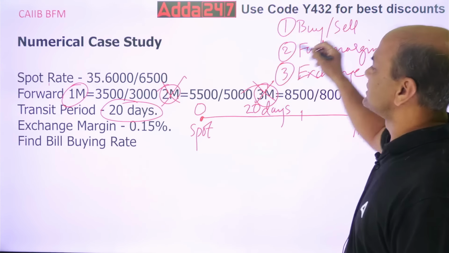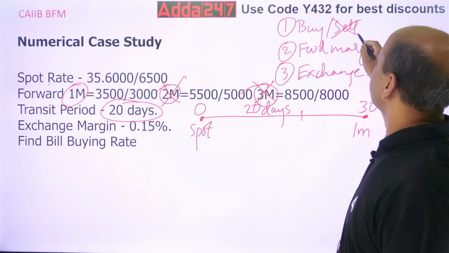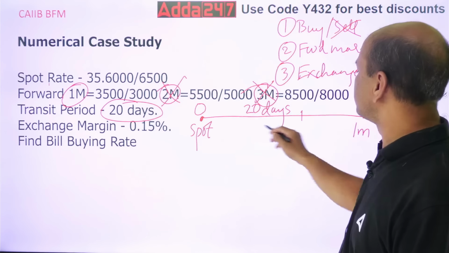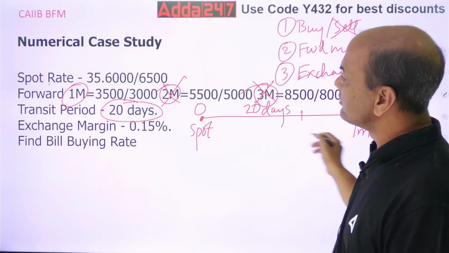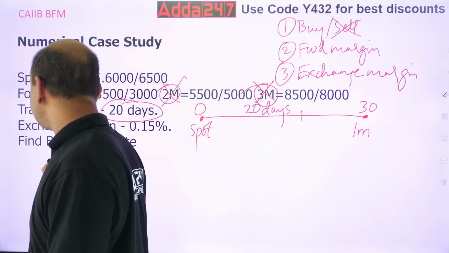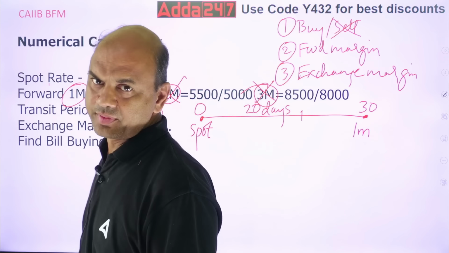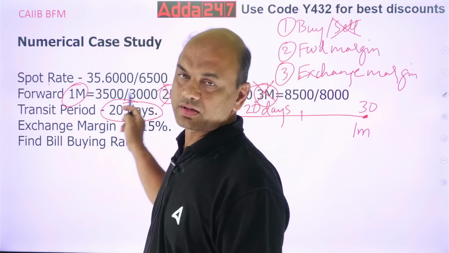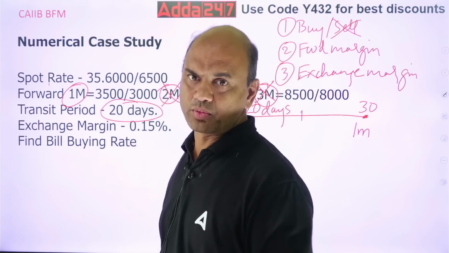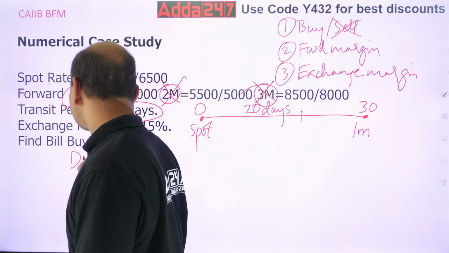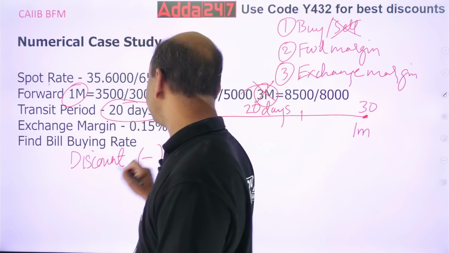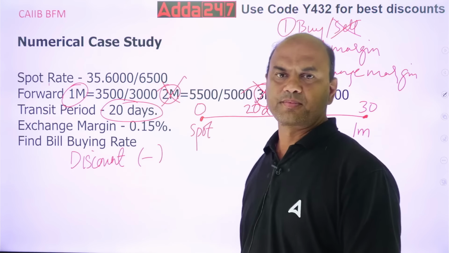Buy or sell. It's already given buy, so forget sell. Now, forward margin. What is the 1 month rate given? 35.30. What does this mean? Is the currency in premium or discount? Right side is lower. Whenever you have the right side lower, the currency is in discount. Discount means minus, as I just told you.